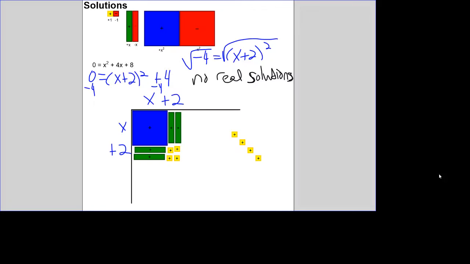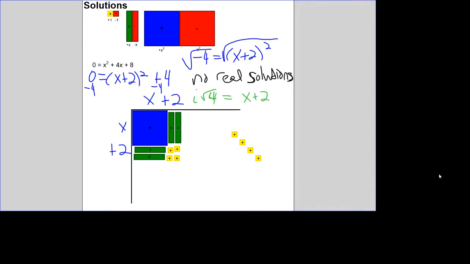Now, in algebra 1, you would be done at no real solutions. But next year, when you get to algebra 2, we have to continue this and actually solve for the imaginary solutions. So I'm going to show you that right now, just so that you're prepared for next year. Remember that the square root of negative 1 is really just an imaginary number. It's just i. So this actually turns into i times the square root of 4 equals x plus 2.